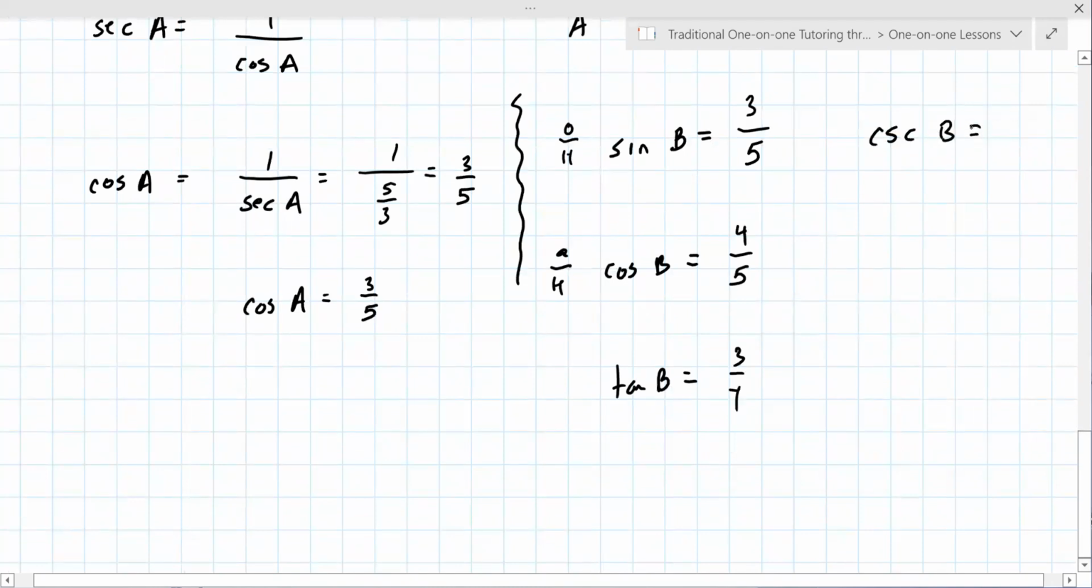Okay, now this should go a little faster. Cosecant of B, cosecant is the reciprocal of sine, or the flip of this. So that's 5/3. The cosine of B goes with the secant of B. The secant of B is the reciprocal of cosine, so that's 5/4. That was given in the original problem. Cotangent of B is the reciprocal of this, which is 4/3.